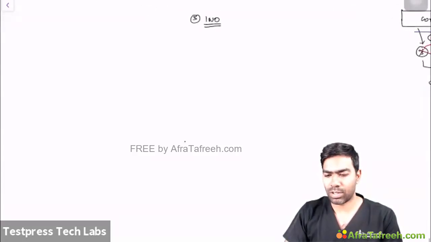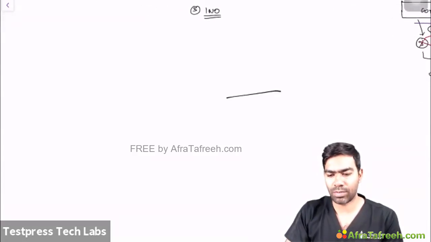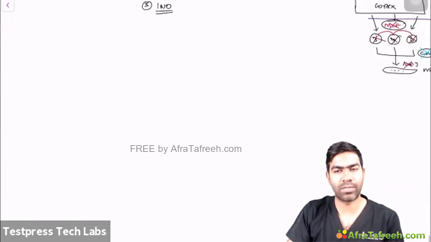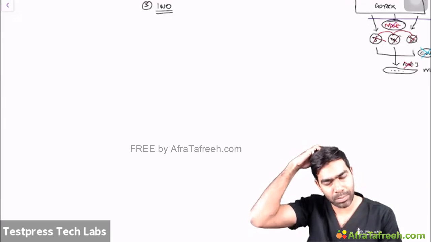So that's a very important thing to know. That's why I told you about INO. You need to know whether they produce diplopia or not. In INO, usually the patient's complaint will not be diplopia. They don't come with diplopia basically.